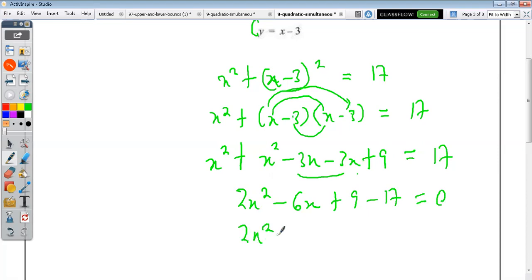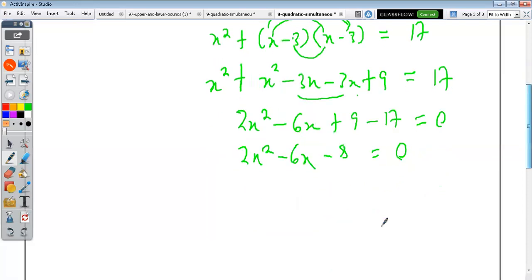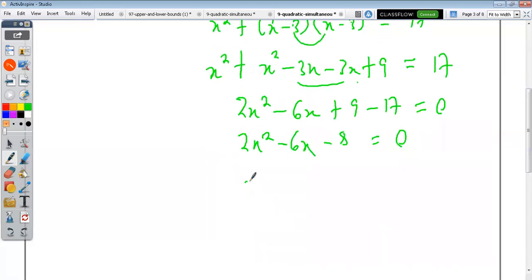Then 2x² − 6x. What do you get there? What's 9 minus 17? It's negative 8, is equal to 0. Divide everything by 2. So we get x² − 3x − 4 is equal to 0.